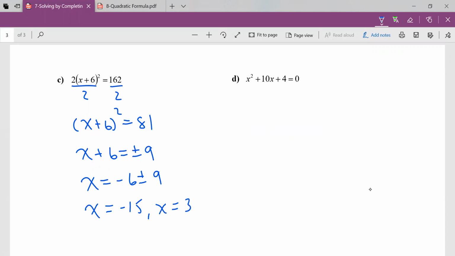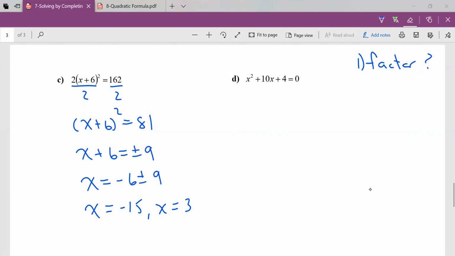Okay, but now look at D. I just look at that and I go, okay, geez, what am I going to do to solve this? So the first thing I like to try is to say, can I factor this thing? Well, I can't, because I can't think of two numbers that multiply to 4 and add to 10. In fact, there aren't two numbers that multiply to 4 and add to 10, are there?